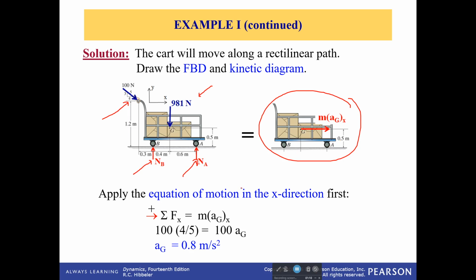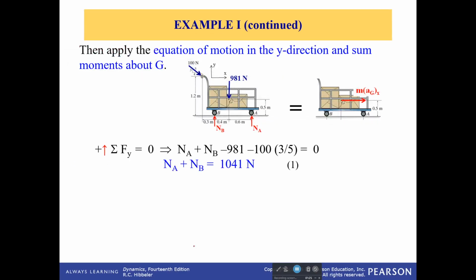So we do that in the x direction, and what we see is there are no other forces in the x direction. There's only this component that's going in the x direction. So there's no unknowns in the x direction. I can instantly solve and say, okay, I'm accelerating to the right at 0.8 meters per second squared. But what about this normal force B and normal force A at those wheels?